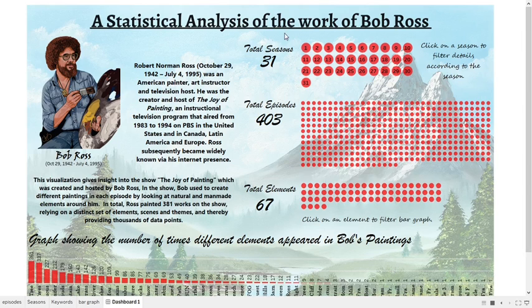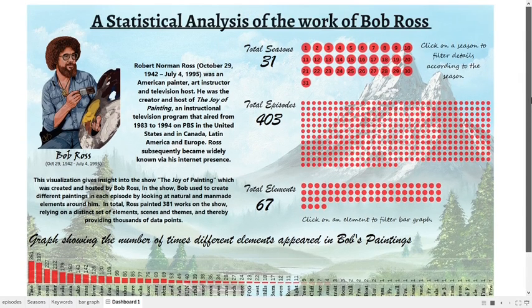These are some KPIs. This KPI is showing us the total number of seasons in the show The Joy of Painting, which was created and hosted by Bob Ross. This KPI is showing us the total number of episodes. This KPI is showing us the total number of elements.